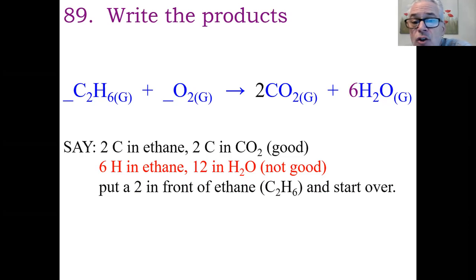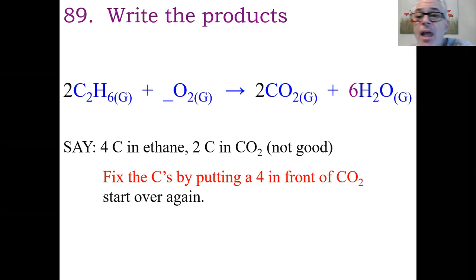We now have to put a 2 in front of the ethane, and we have to start all over again, and everything's a mess. So let's put the 2 in front of ethane, and we start all over. There's 4 carbons in ethane, but we only have 2 carbons in carbon dioxide because we put a 2 there before. We need to have 4 carbons in the product. So I have to change the 2 in front of carbon dioxide into a 4, and I have to go back to the beginning again.